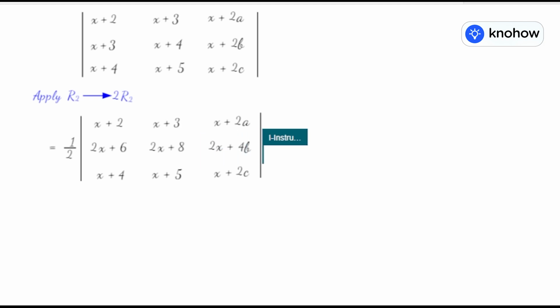What do you find now? That if you add the elements of row 1 and row 3 and subtract the elements of row 2, you will get 0, 0. See. Now you replace R2 now by R2 minus R1 plus R3. See what you get. Half outside. Now row 1 and row 3 you write as such, that is row 1 x plus 2, x plus 3 and x plus 2a as such.